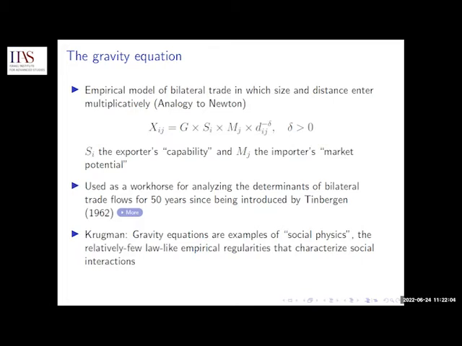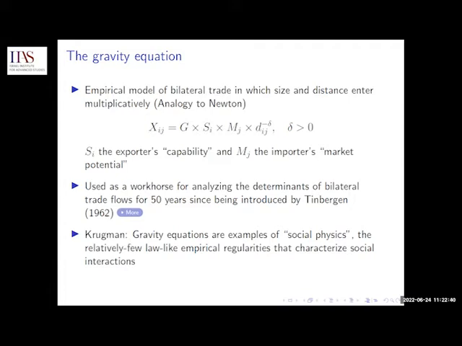So this gravity equation at the beginning is a very simple empirical model that has been shown to be quite successful in explaining the cross-section of trade flows. So who is exporting to whom. And this empirical model basically explains bilateral trade, so the value of exports between a country I and a country J, by the product of the size of these two countries, and a gravity term, which is a negative function of the distance between those two countries.